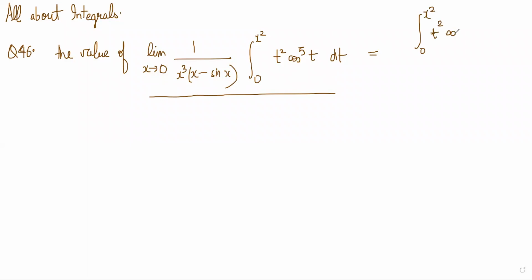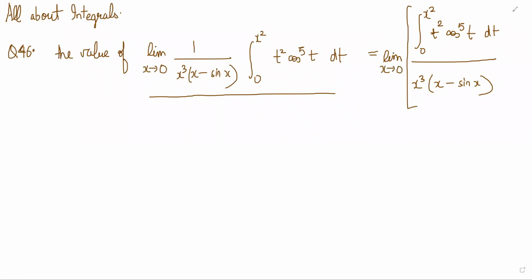So the integral of t square cos power 5t dt divided by x cube into x minus sine x, right? This is the limit that we have to find, limit x tends to 0. So obviously this is 0 by 0 form, because this integral will vanish when x tends to 0. So we can differentiate the top part as well as the denominator.